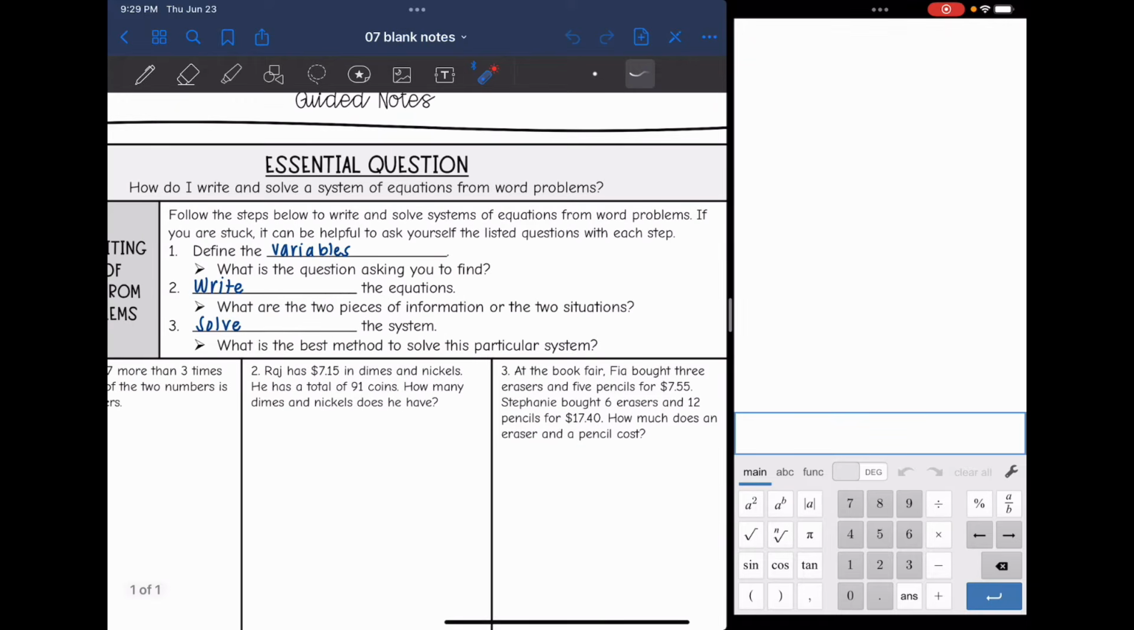So the first thing that we need to do is define our variables. We're going to ask ourselves, what is the question asking you to find? Usually there's going to be two things that we will define for x and for y. Then once we have the variables for x and y, we will be able to write the equations. It's helpful to ask yourself when you're writing the equations, what are the two pieces of information or the two situations? And then we will solve the system, and it's best to ask yourself what is the best method to solve this particular system, either substitution or elimination.